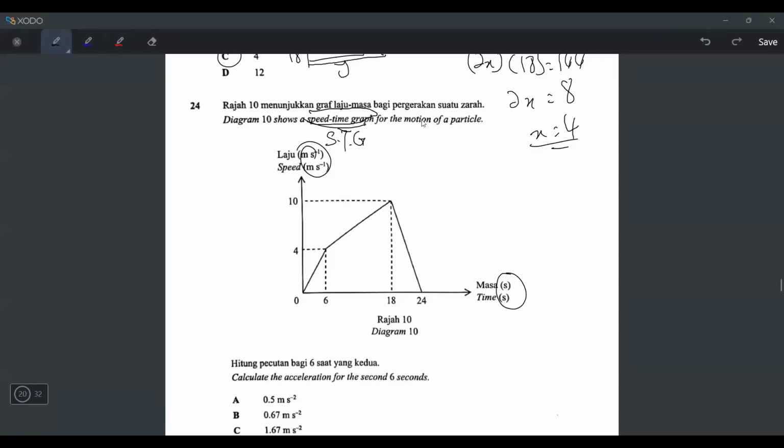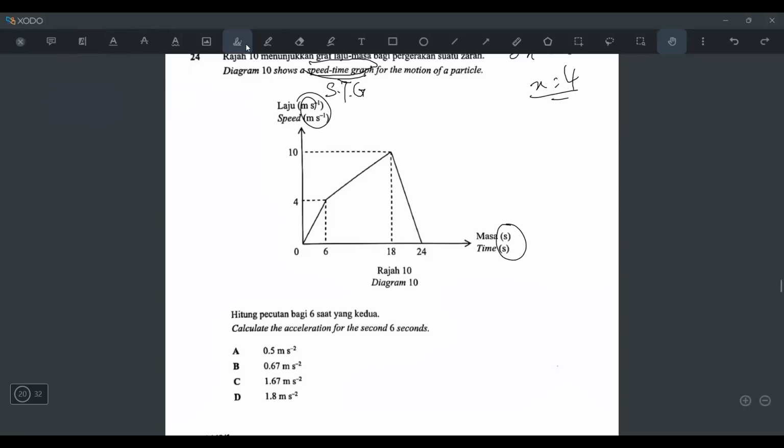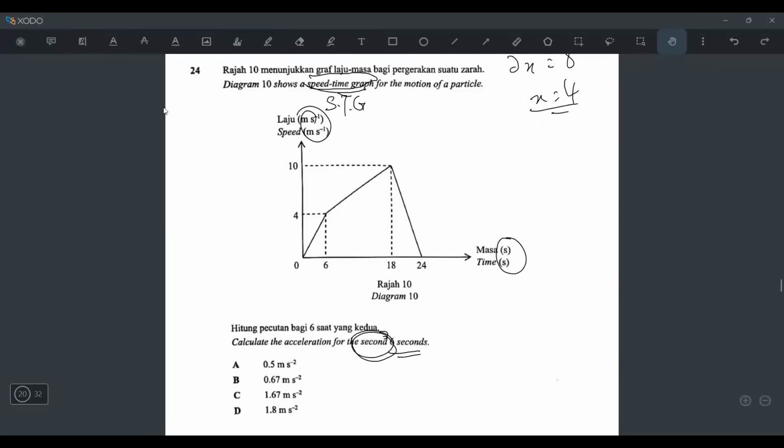Sometimes they will, how to say, make it difficult by changing the unit. So diagram 10 shows a STG for the motion of a particle. So now they say calculate the acceleration for the second 6 seconds. So this is important, not first 6 seconds, second 6 seconds. So how to do it? First of all, they want to find acceleration. So what you will use, I hope all of you know, is using gradient, because that's how you find acceleration.